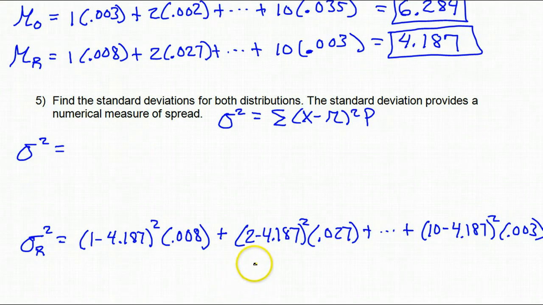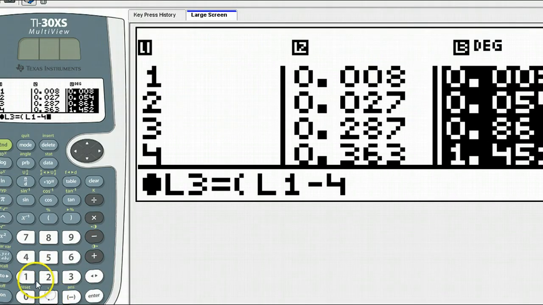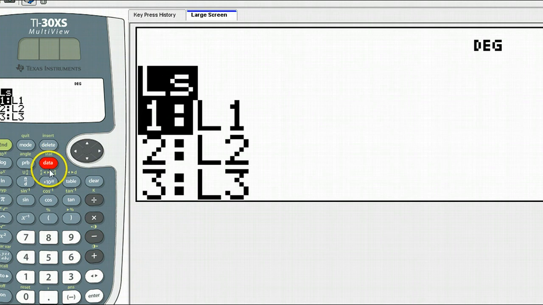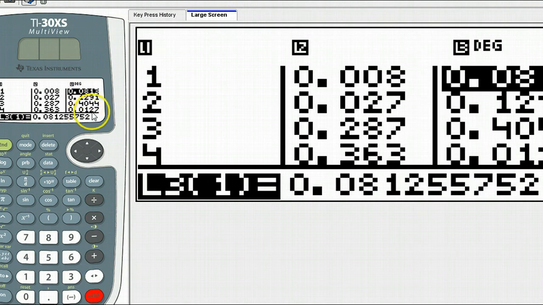The mean was, did I say 2 point something? I meant 4.187. That's why I had to check. So the x's minus the mean, squared, times the probabilities, which are in list 2. So I need data list 2. There's your formula. If I hit enter now, all of these values are my little variance formulas. But of course we're supposed to add them all up.